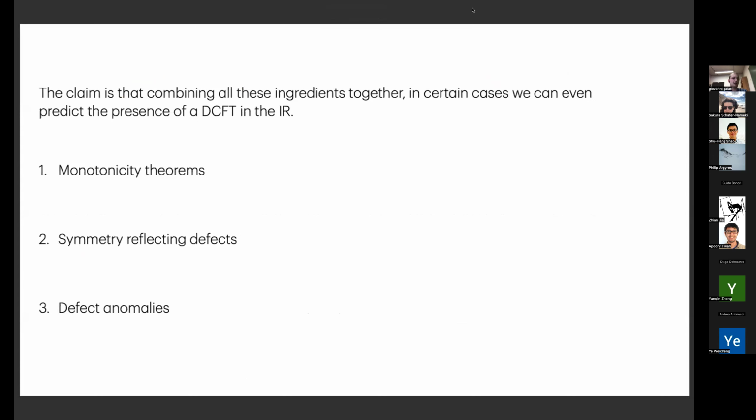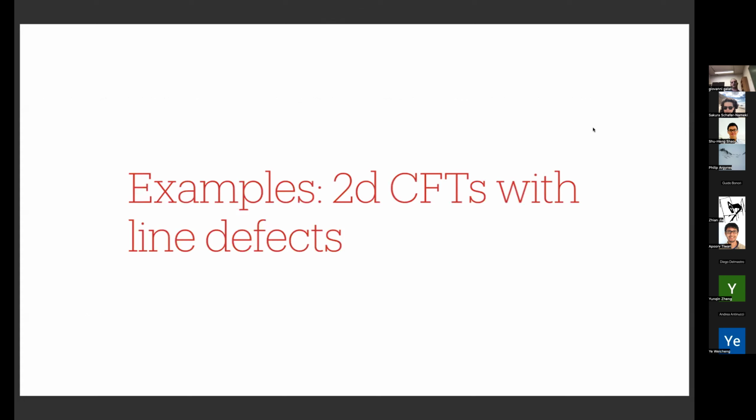Okay, so what is now the claim? The claim is that combining all these RG invariant quantities, which is this symmetry reflecting defect, these defect anomalies, and also using the monotonicity theorems I defined in the beginning, one can sometimes even solve the RG flow exactly. So let me present an example of 2D CFTs with line defect.